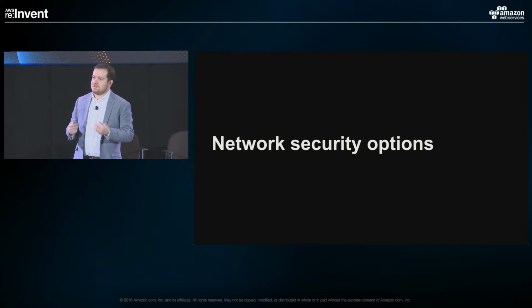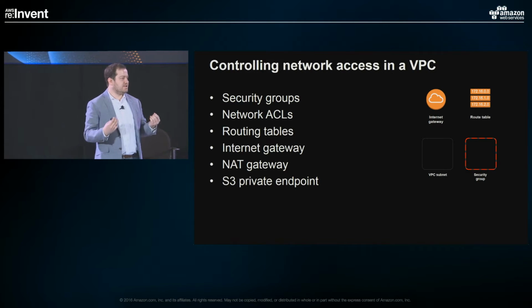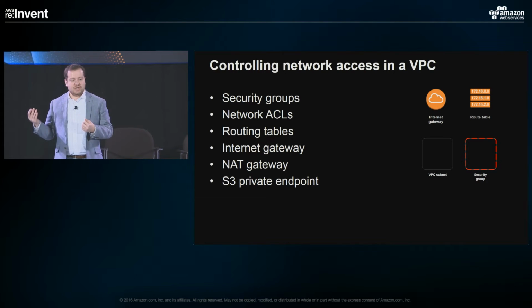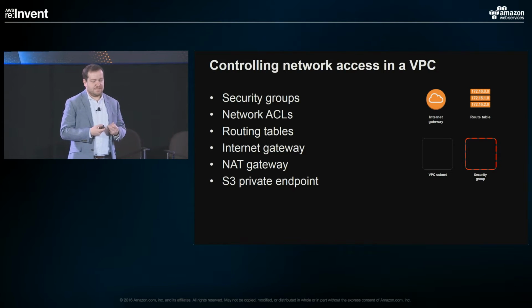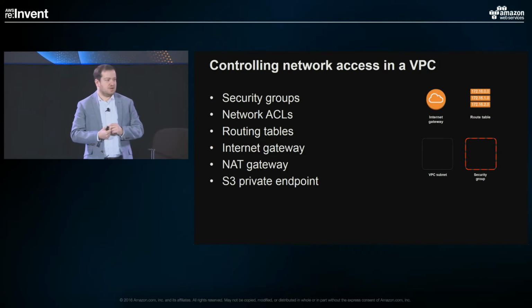So let's talk about some network security options in AWS. So first of all, how do you control network access in your VPCs? You have several tools that we give you. One of them is security groups.